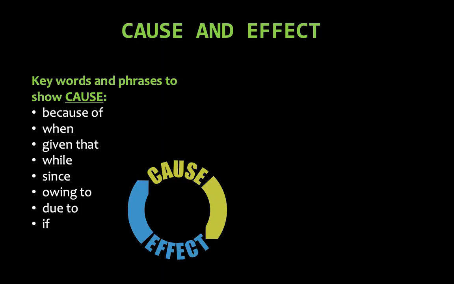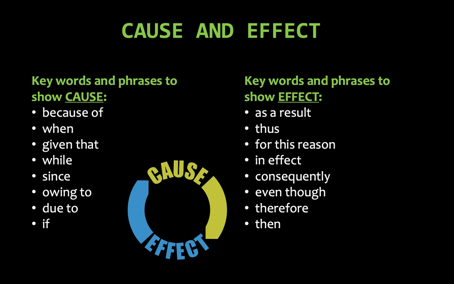Here are some great keywords and phrases that you might see with a cause and effect article. Because of, when, while, since, owing to, if, as a result, thus, for this reason, in effect, consequently, even though, therefore, and then.